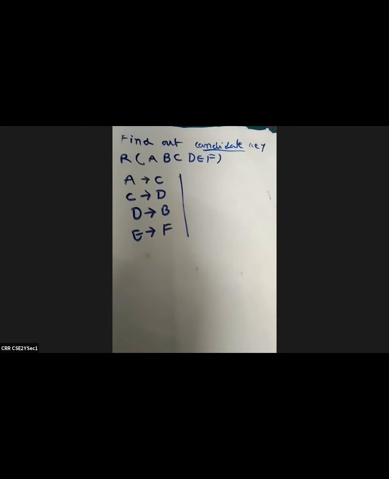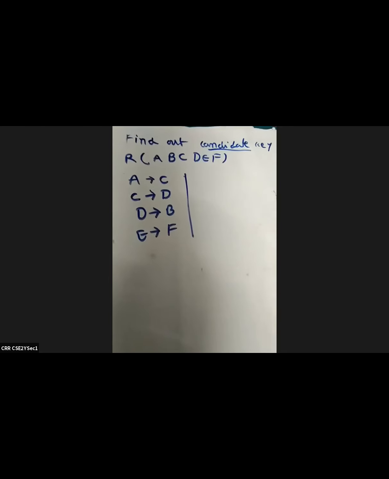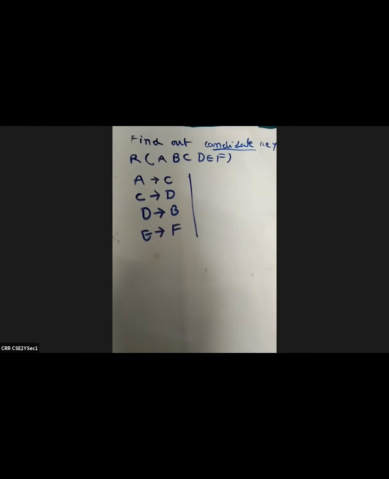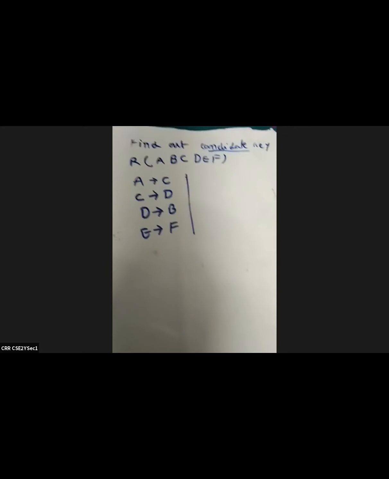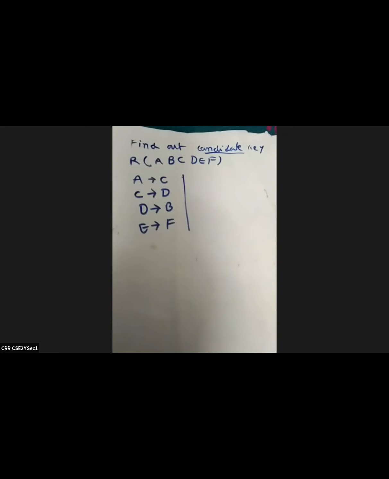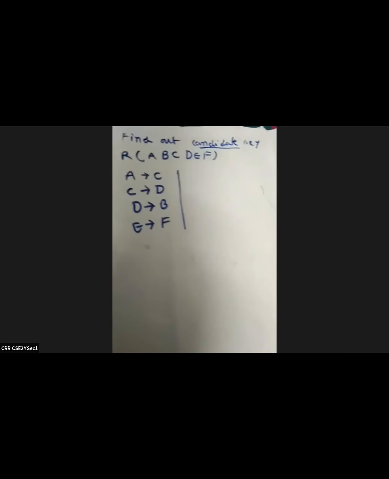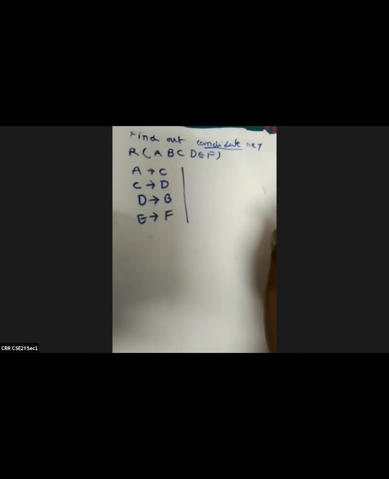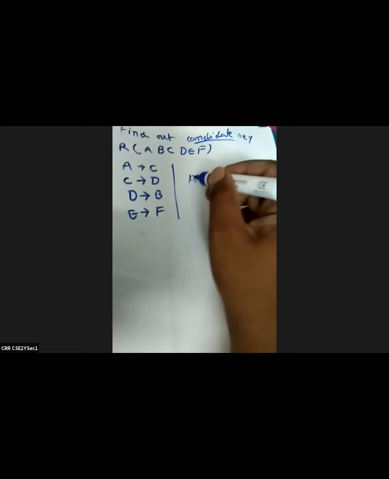So first you try to observe, which one is not mentioned at the right side. Whatever is mentioned at the right side, those will be treated as the non-prime attributes. Am I right? Which are at the left side, those will be treated as the key. So first of all we try to find out which one is not yet mentioned at the right side. So C is there, D is there, B is there, F is there. Now which one is not there? So A is not there.